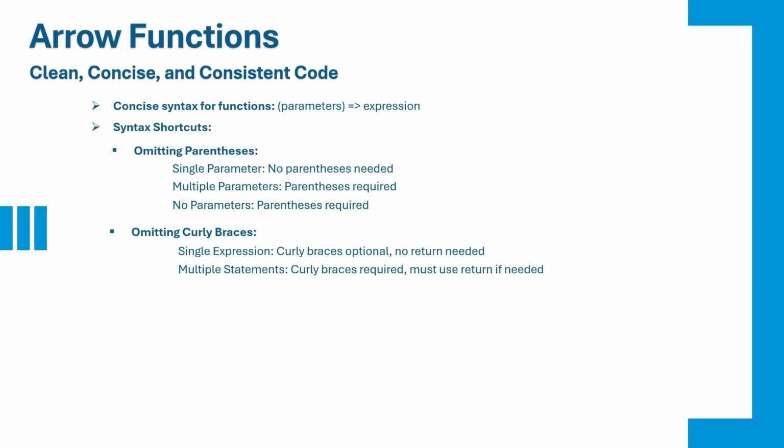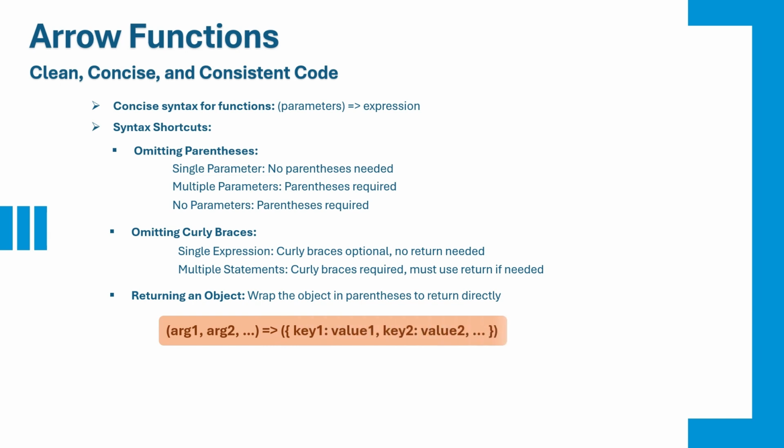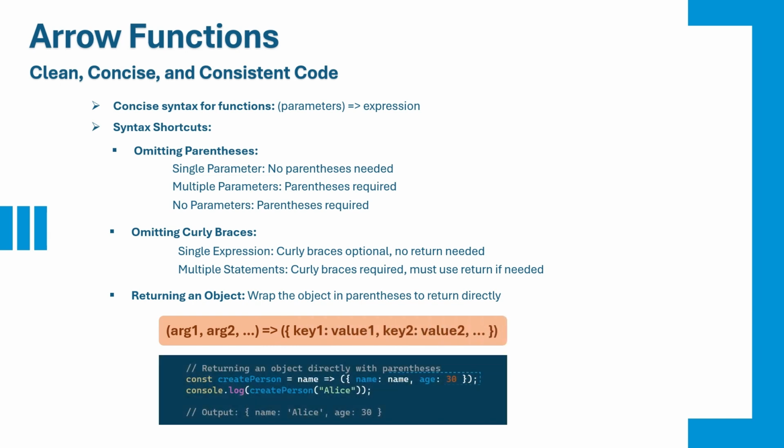Lastly, if you are directly returning an object, wrap the object in parentheses to prevent JavaScript from misinterpreting the curly braces as a function body. If additional logic or operations are needed, use braces and an explicit return statement to return the object. These shortcuts make arrow functions especially useful for callbacks and other quick, single-purpose functions. They simplify function structure without sacrificing readability, keeping your code clean and concise.